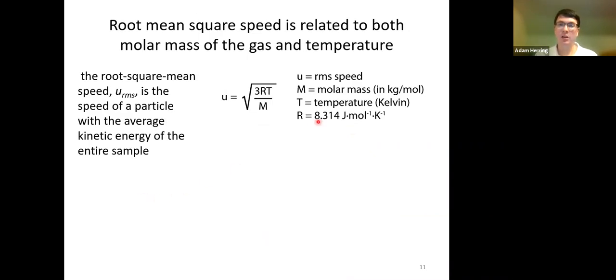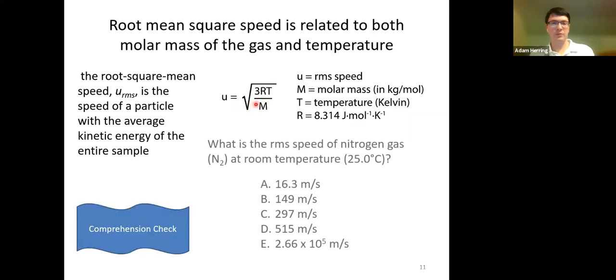So the gas constant R is given here. Again, our temperature needs to be in Kelvin, our molar mass needs to be in kilograms per mole. And so what we see here is because of the square root factor, there is not a linear increase in the speed when the temperature increases, and there's not a linear decrease in the speed when the molar mass increases. All right, so let's see if you can utilize this equation.